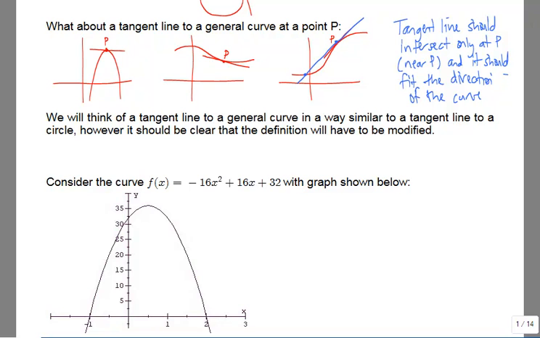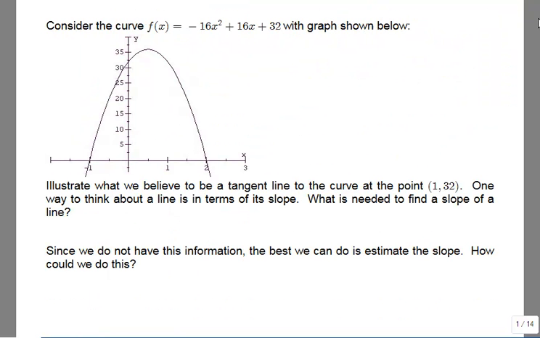So let's look at a specific function. This function that we're looking at is negative 16x squared plus 16x plus 32. So it's a nice quadratic function, and here's what the graph of it looks like. Now let's illustrate what we believe to be a tangent line to the curve at the point (1, 32). So (1, 32) would be right about here.